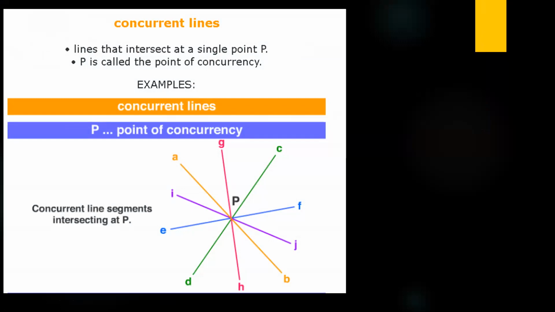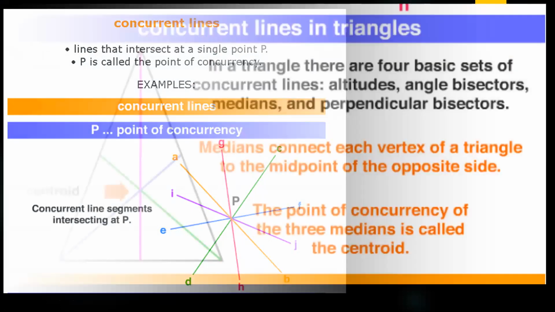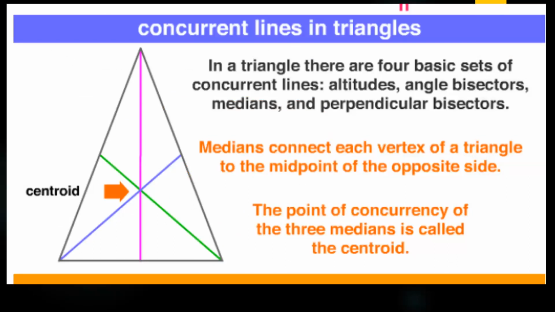Now, what happens if these concurrent lines come inside a triangle? They have four names: altitudes, angle bisectors, medians, and perpendicular bisectors. So if they are inside a triangle, they have other names, and the point of concurrency will change.